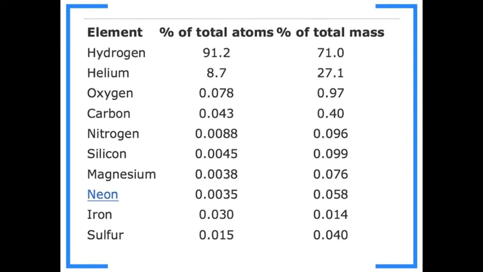As we can clearly see, oxygen accounts for less than 1% of the total atoms on the sun, as well as the percent of total mass. This is significantly lower than the Earth's, and thus it would not be able to support the burning that we believe exists on the sun.